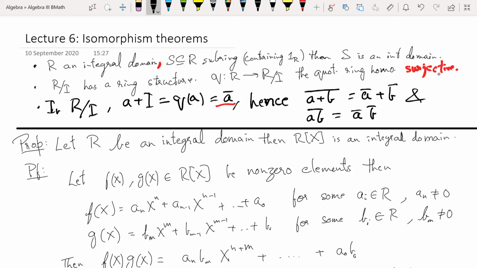These are the things we saw. I'm just writing them in this new notation which we are going to use.